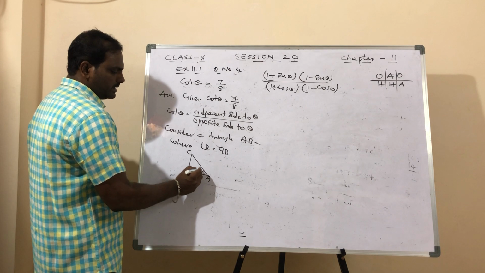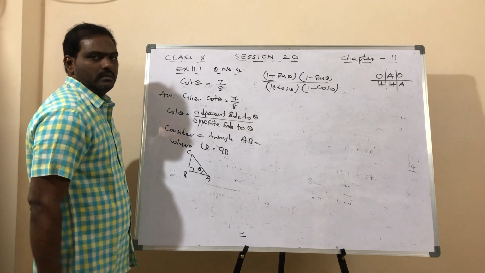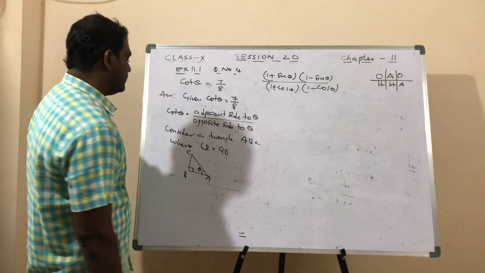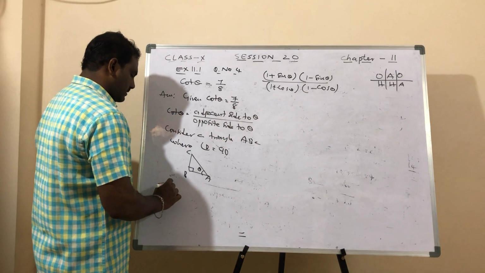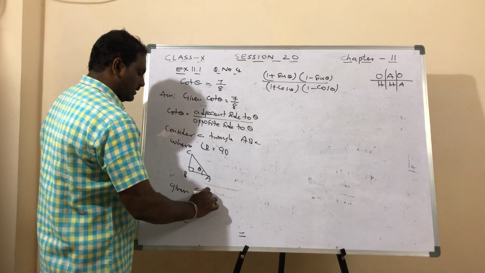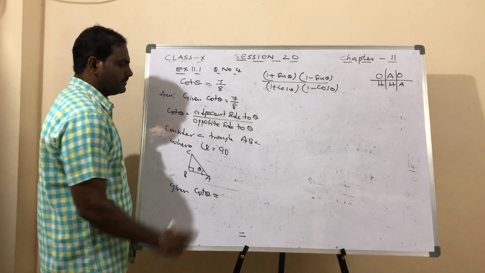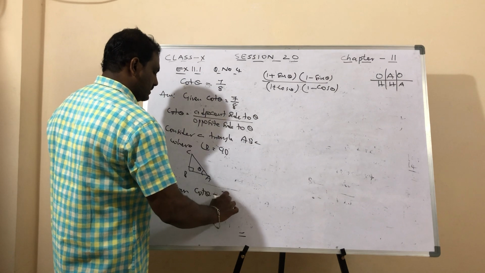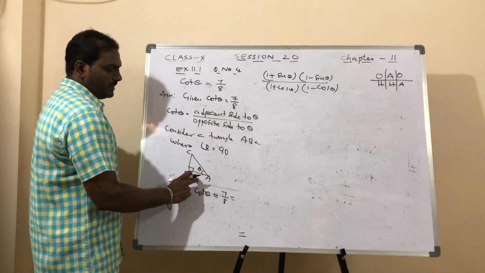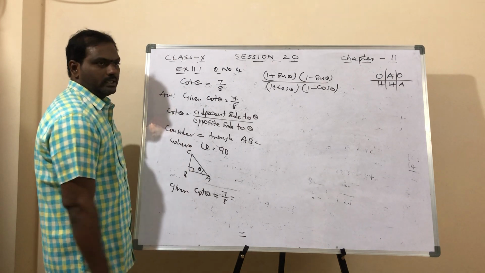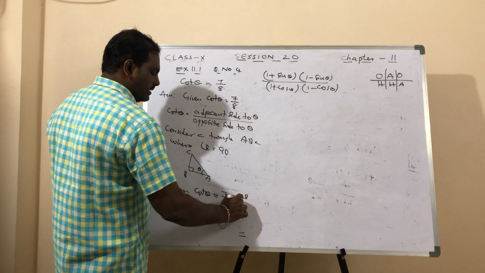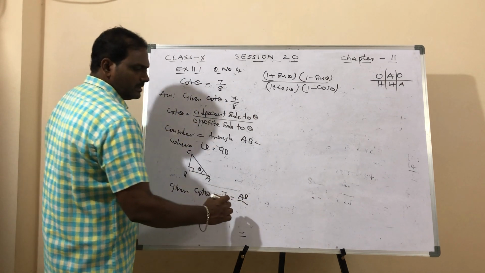Now see, I am considering the theta here. So he may ask A or he may ask theta. Both are the same, right? Now, what is given? Cot theta is equal to 7 by 8. And what is cot theta? Adjacent side to theta by opposite side to theta. What is adjacent side to theta? AB, by, what is the opposite side? BC.